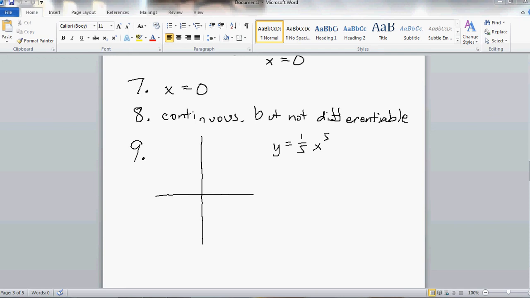Well, x to the fifth is going to look very similar to an x cubed, which, remember, goes up like this and then up like this. But x to the fifth is going to be even skinnier, and with this 1/5 it flattens out a little bit, but basically the general shape is going to look like this. It's going to come along here, turn around to create that little S, and we get a curve that looks like this.